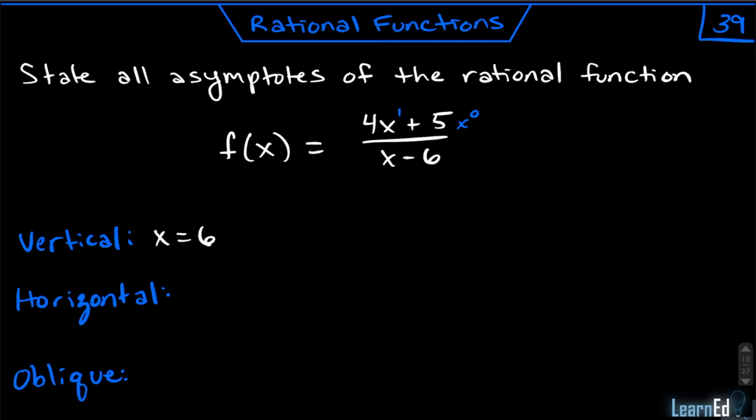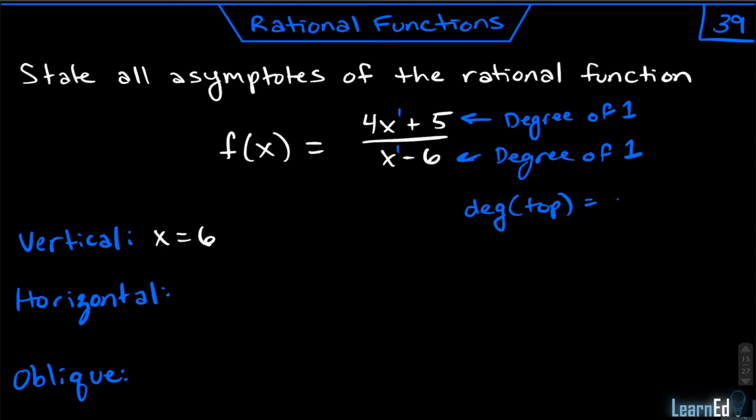And x to the 0 is 1, right? Anything to the 0 power is 1. But the idea is that the highest power of x in the top is 1, so it has a degree of 1. And the same goes for the denominator. The highest power of x is 1, so you have a degree of 1. So here, the degree of the top is equal to the degree of the bottom.